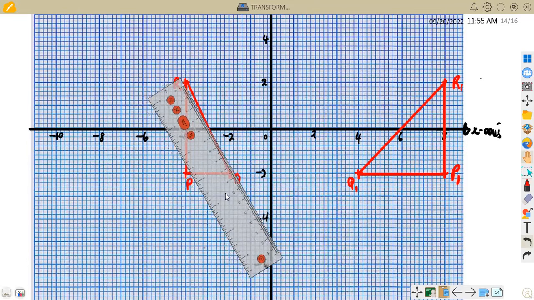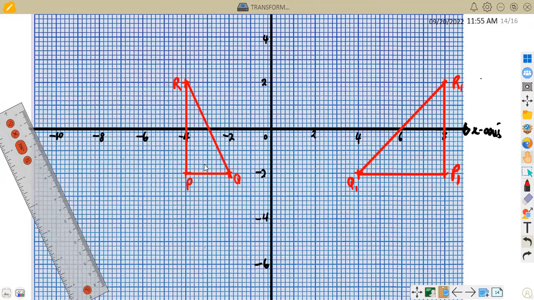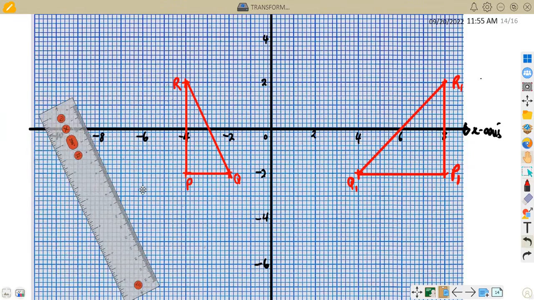So from the diagram, we can think that it's an enlargement. No, it's not an enlargement because this side is not changed. P1 to Q1 has not changed. Remember, in an enlargement, everything changes. But in this case, this side did not change, but PQ changed. So that is why we have to think of shear or one-way stretch. Okay, so that is the idea there.